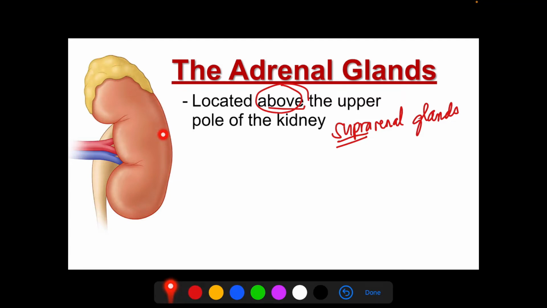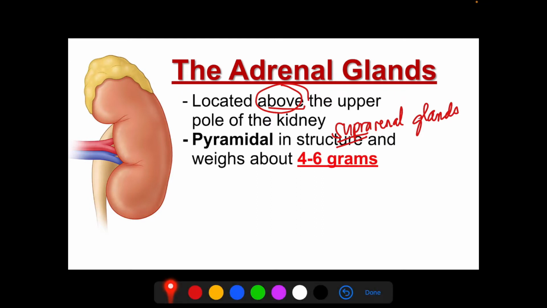So, this is one of your kidneys, and this is your adrenal gland. It is located superiorly and medially to the kidneys in the retroperitoneal space. That's why it's called the suprarenal gland. Also, the adult adrenal glands are shaped like pyramids, so they are pyramidal in structure.